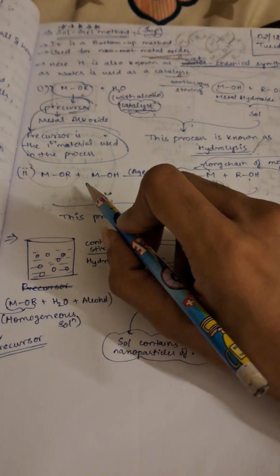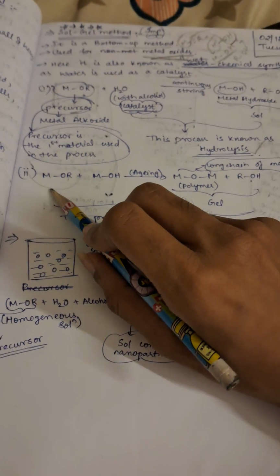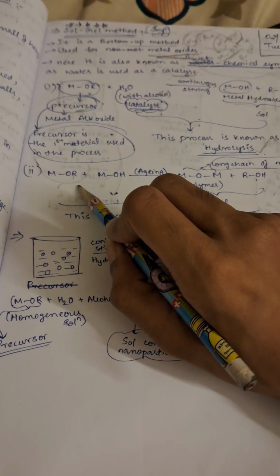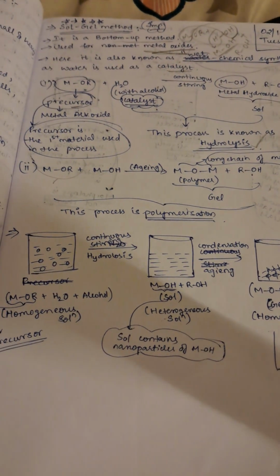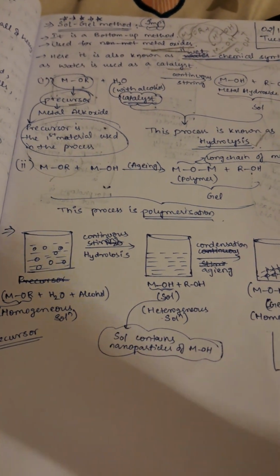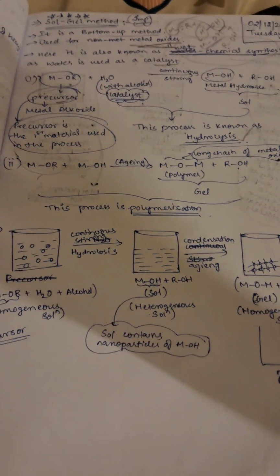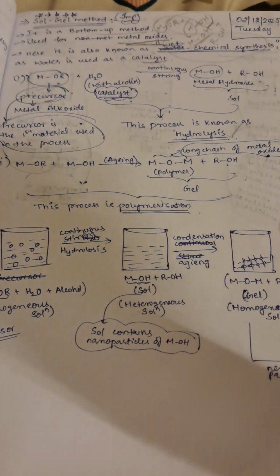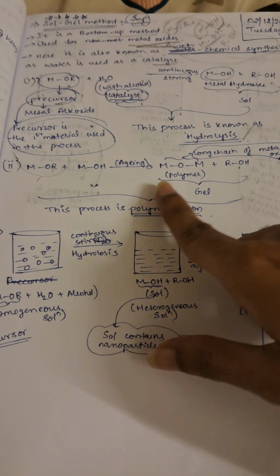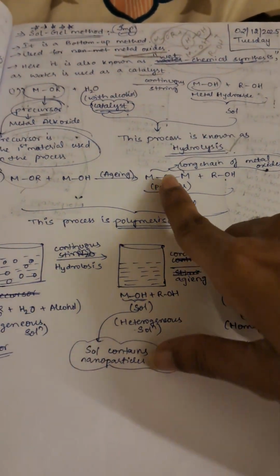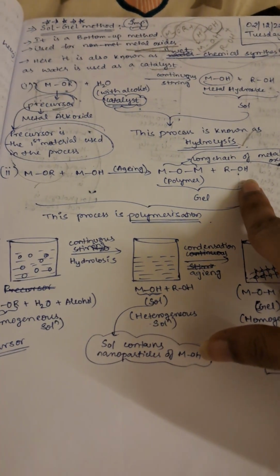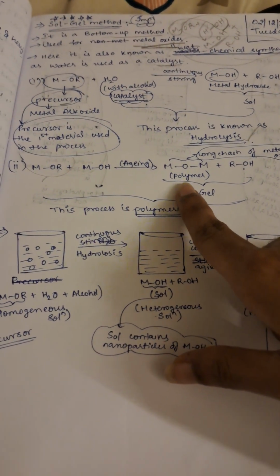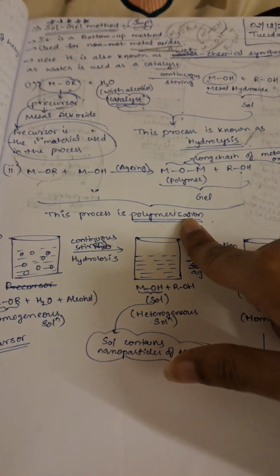Now this metal hydroxide is reacted with MOR, metal alkoxide, and then aging is done, means condensation is done. You do nothing here. It takes a lot of time to condense. Then it will form a polymer, which is MOM, means a long chain of metal oxide is formed. So this is known as polymer plus ROH. As a polymer is formed, this process is known as polymerization.